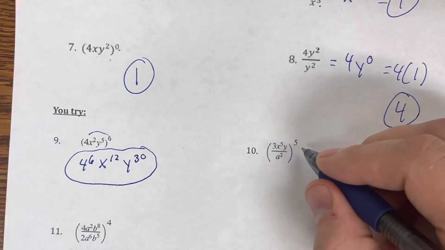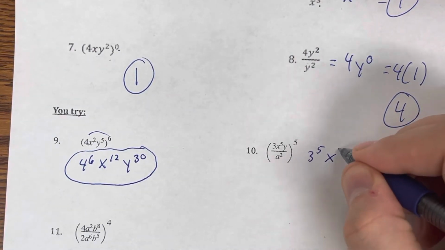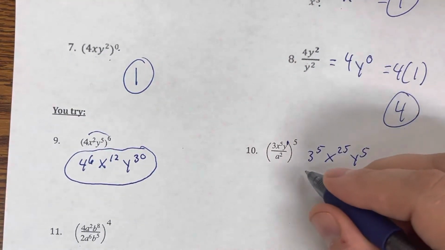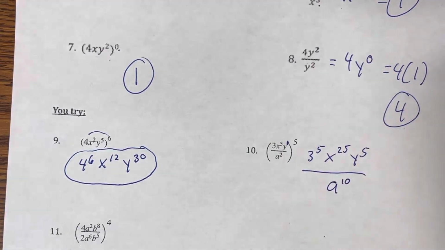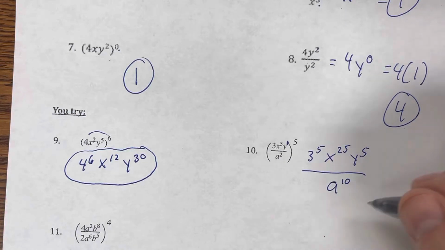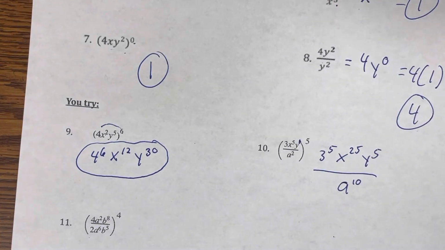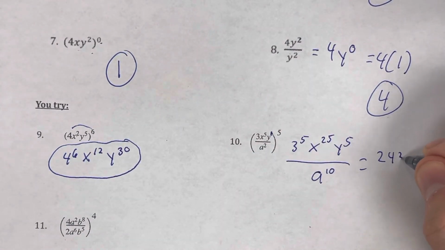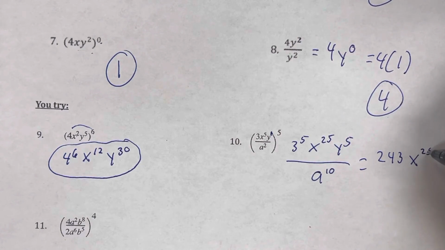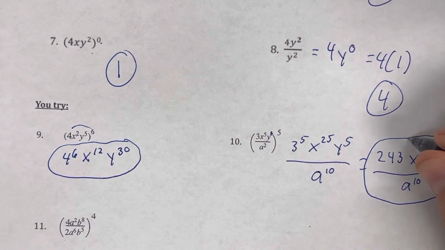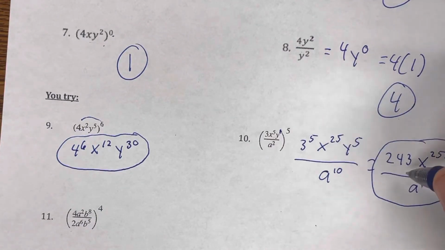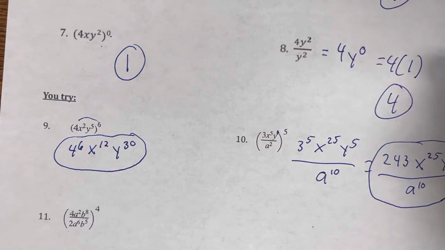All right, next one, 3 to the 5th, x to the 25th, y to the 5th. Power to a power, multiply the exponents. It's a 1 over 2 times 5, a to the 10th. Let's see here. Is there any similar bases? Nope. 3 to the 5th. How big is 3 to the 5th? 3 to the 5th is 243. I'll find that. So that's equal to 243, x to the 25th, y to the 5th, over a to the 10th. Not too sure how picky Big Ideas is going to be with if you have to have 243 or 3 to the 5th here. If it's a small enough number, I would probably try and simplify it by finding it. 243 is not too big.